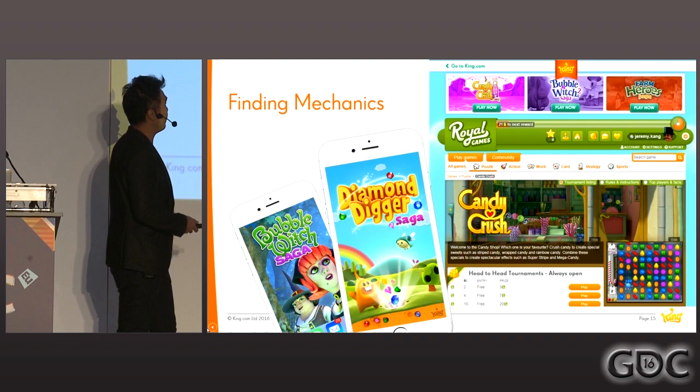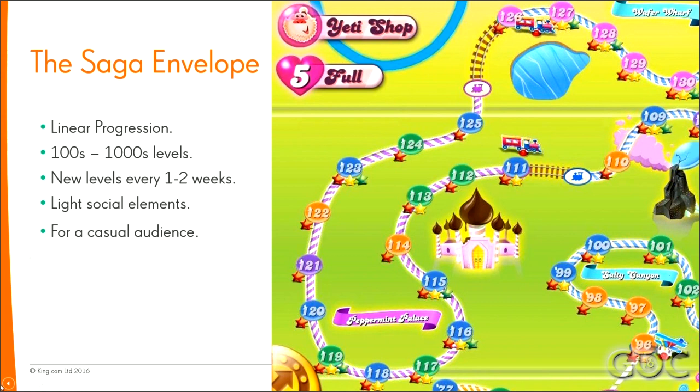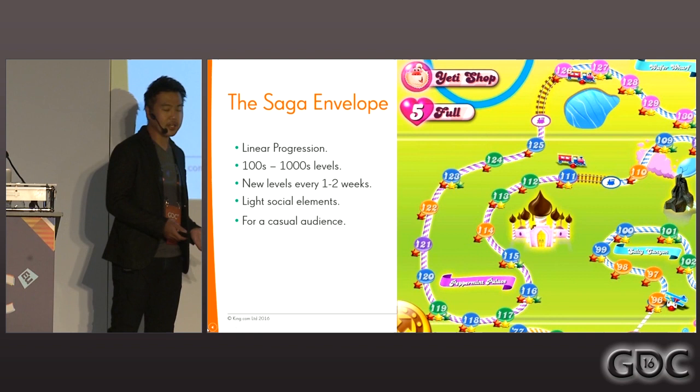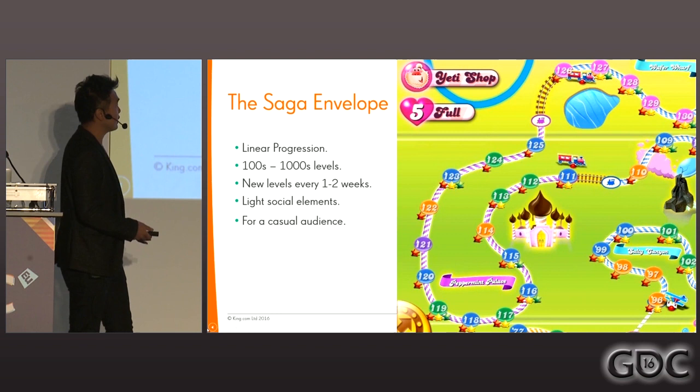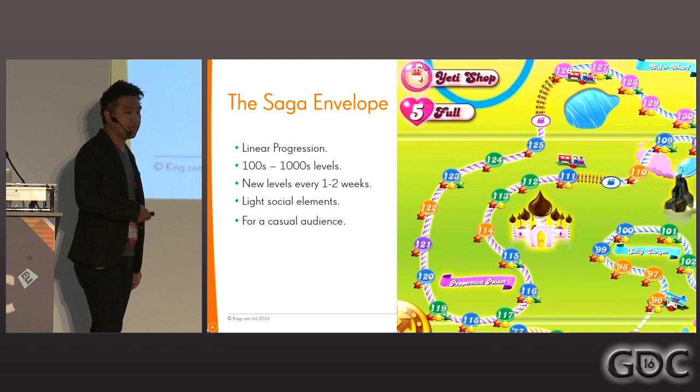What does it mean to create a Saga? In King, we call this the Saga envelope. A lot of you are probably familiar with this by now, but just for definition, it normally means some degree of linear progression. It starts from 100 and goes to over 1,000 levels for some games. If you look at the original Candy Crush or Farm Heroes, they have more than 1,000 levels now. There's new content every 1 or 2 weeks. There are some light social elements, like being able to see your friends on the world map and send your friends lives, and it's intended for a casual audience.